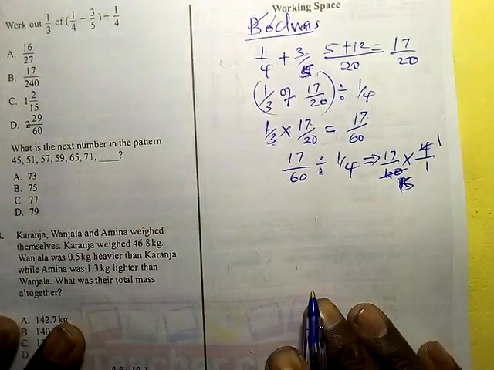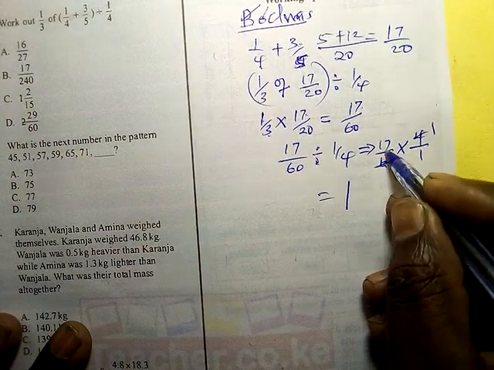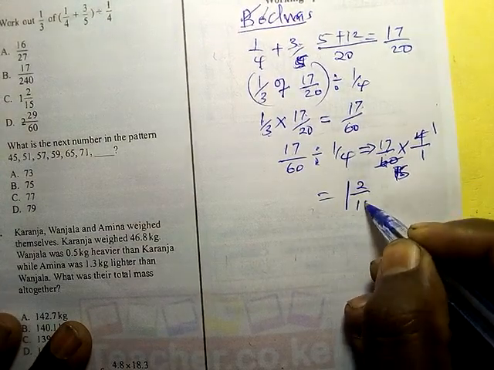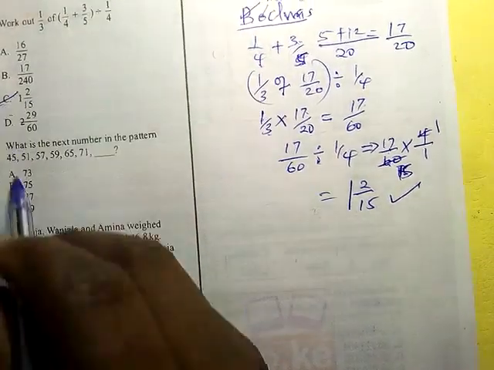15 times. So this one is the same as 1, that is 15, remainder 2 over 15. So our answer is C.